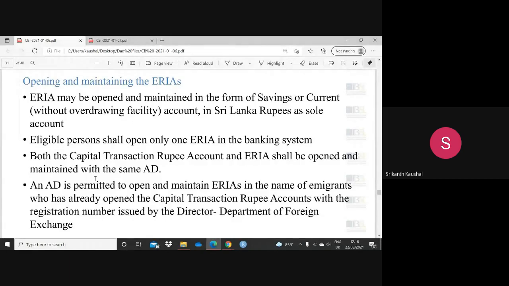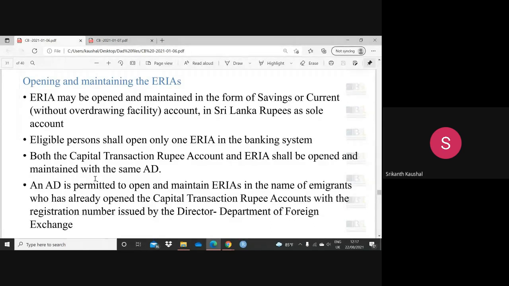Whether to open a CTRA or an ERI, the customer has to register with the central bank, one account. Then they will assign a registration number. That registration number can be used for both accounts, but it has to be maintained with the same bank, right? Now, earlier what happened, let's say one person has 5 bank accounts. Let's say Mr. A has Bank of Ceylon, People's Bank, HNB, Commercial, NTB. He has 5 accounts. His wife has 5 accounts, right?